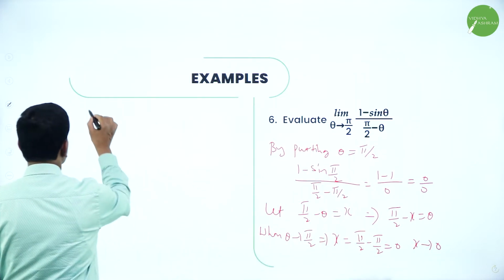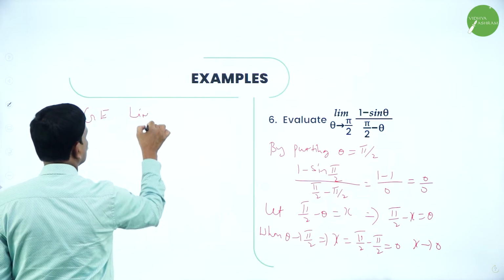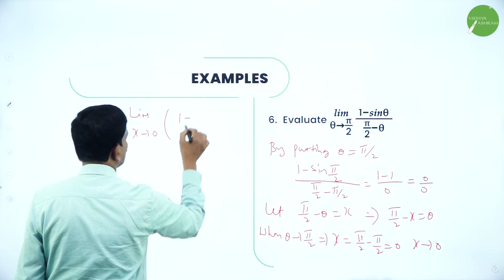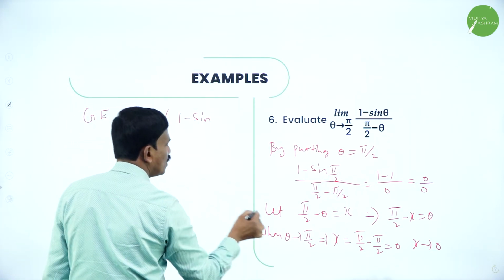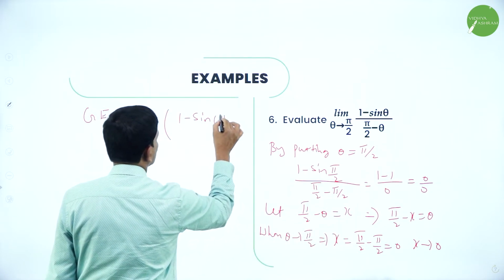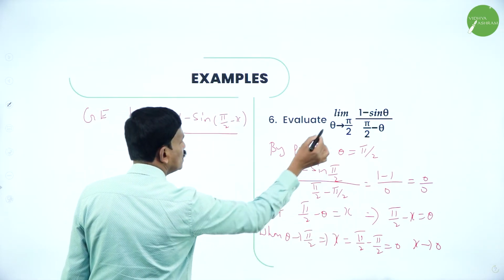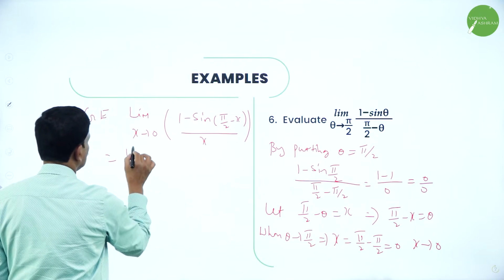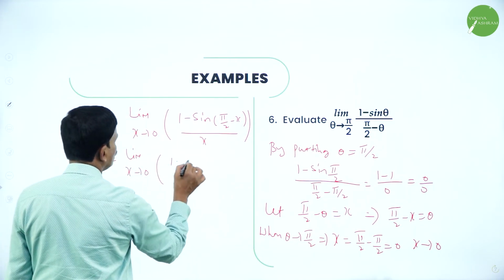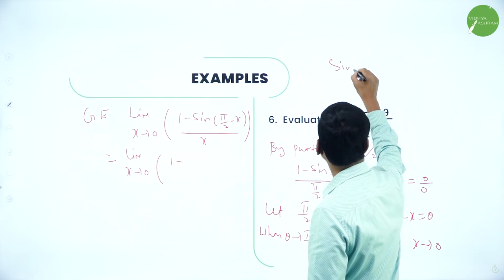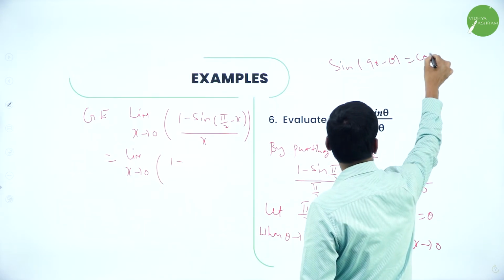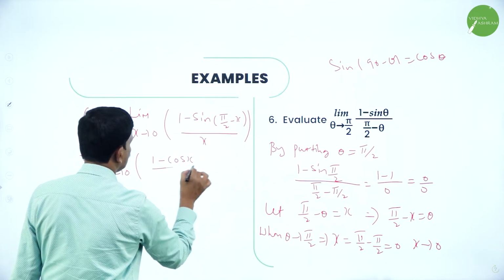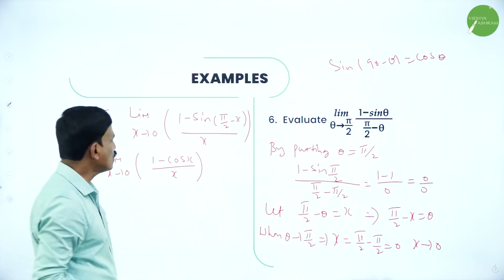So the given limit converts to limit x tends to 0 of 1 minus sine of theta, where theta is equal to pi by 2 minus x, divided by, in the denominator, pi by 2 minus theta, which is equal to x. So this is nothing but limit x tends to 0 of 1 minus sine of pi by 2 minus x, since sine 90 minus theta is also equal to cos theta, divided by x. That is 1 minus cos x divided by x.